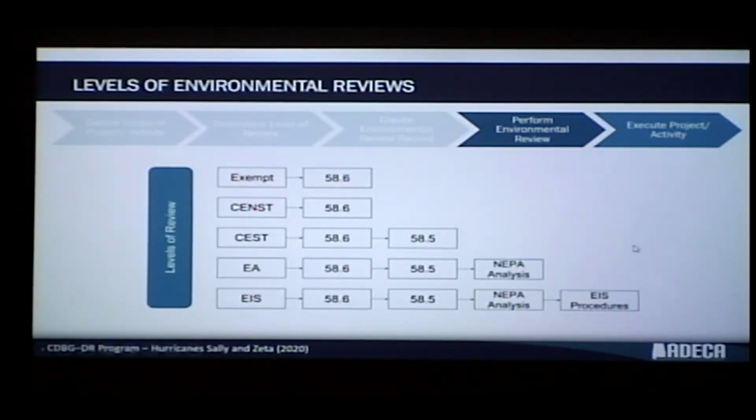So here we have what we call the levels of environmental reviews. As you can see, there are 1, 2, 3, 4, 5 levels of review right here. We have exempt, and then we have what we call categorically exempt, not subject to 58.6. Then we have categorically exempt, subject to 58.6 and 58.5. We have environmental assessment, subject to 58.6, 58.5, and NEPA per analyst. And then we have the environmental impact statement, subject to 58.6, 58.5, then NEPA per analyst, and the environmental impact statement procedures. So the bottom one is the most complex.